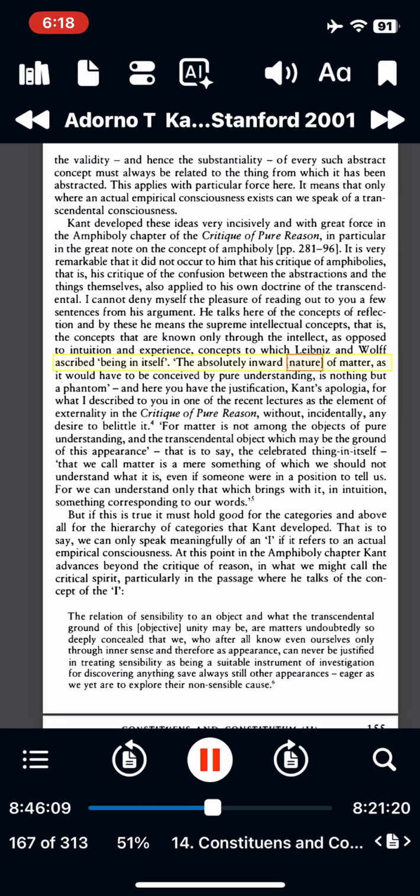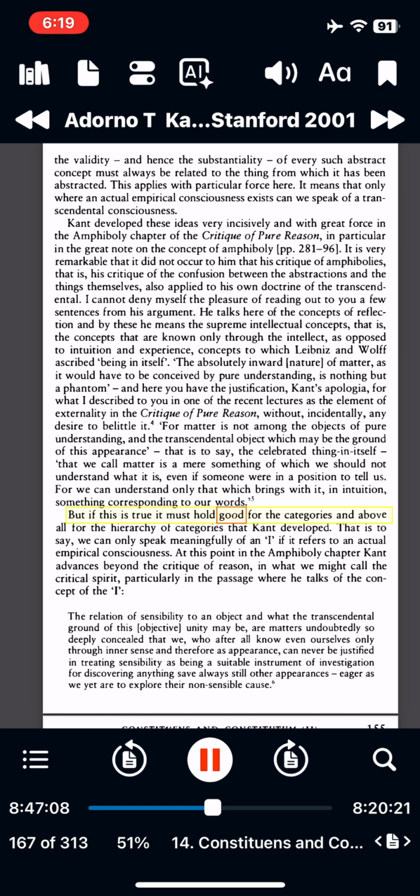"The absolutely inward nature of matter, as it would have to be conceived by pure understanding, is nothing but a phantom." And here you have the justification, Kant's apologia, for what I described to you in one of the recent lectures as the element of externality in the Critique of Pure Reason, without, incidentally, any desire to belittle it. "For matter is not among the objects of pure understanding, and the transcendental object which may be the ground of this appearance, that is to say, the celebrated thing in itself that we call matter, is a mere something of which we should not understand what it is, even if someone were in a position to tell us, for we can understand only that which brings with it, in intuition, something corresponding to our words."